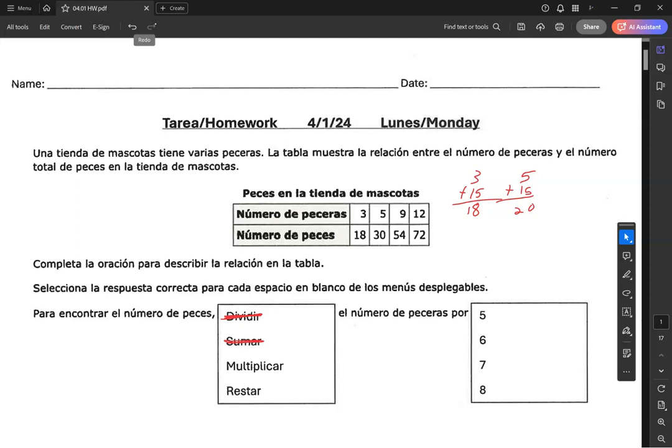Okay. Next, let's try multiplication. Ahora vamos a tratar multiplicación. Okay. So, 3 por que son 18. Son 6. Okay. So, si multiplico 6 a 1, lo tengo que hacer a todos. So, 5 por 6 son 30.